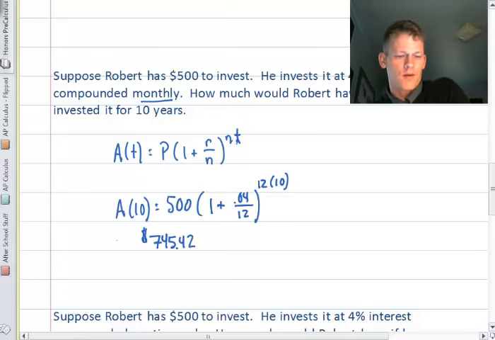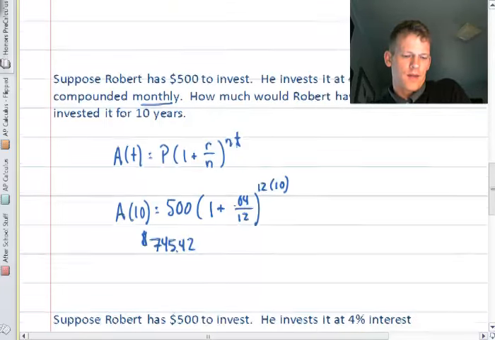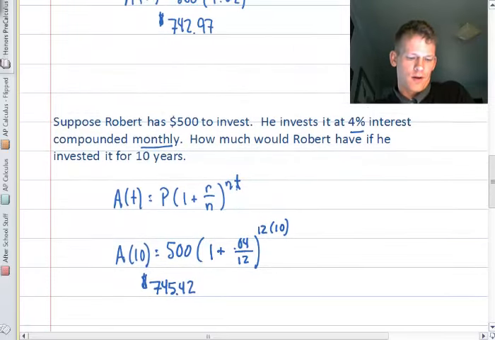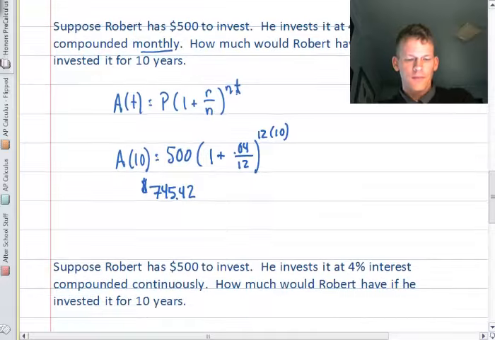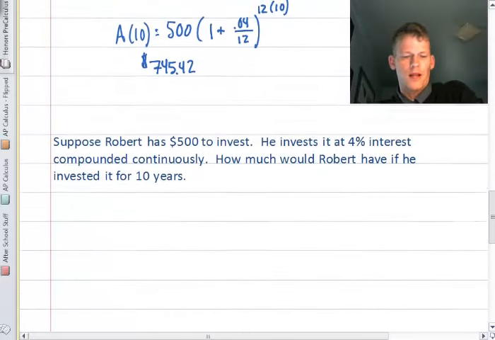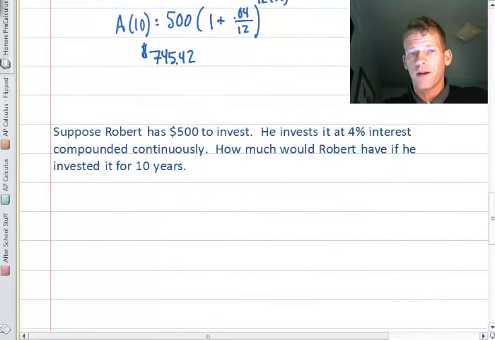So I have yet more money for leaving my money in the same interest. So I have about like $2.50 more. Not quite. I have slightly, almost $2 more. But over 10 years, it seems insignificant. Let's see what happens if we compound continuously.